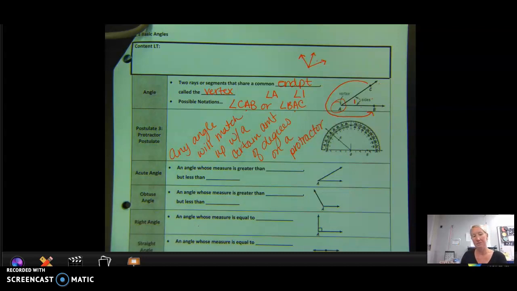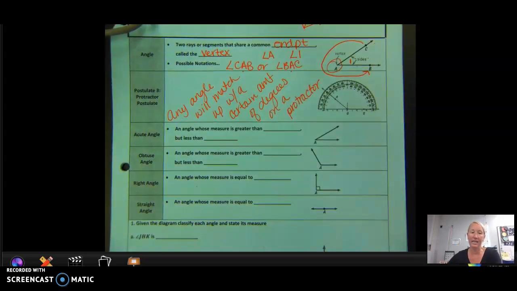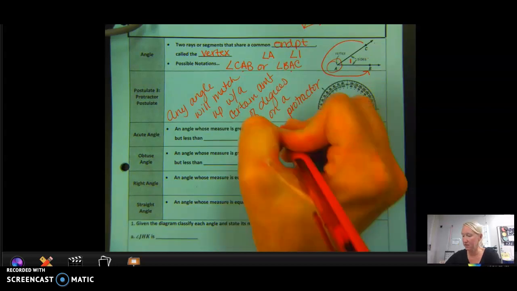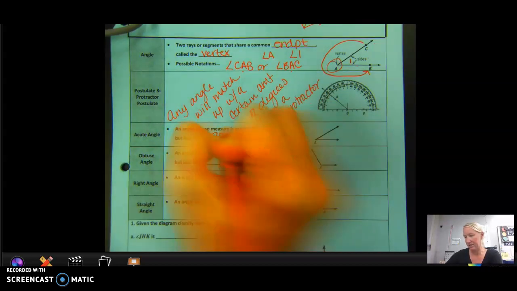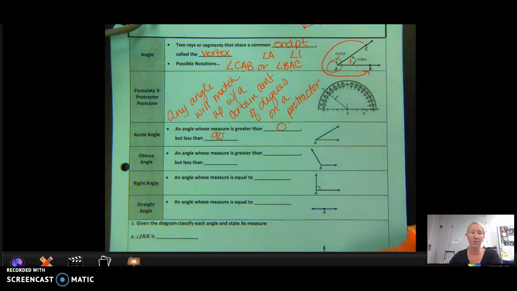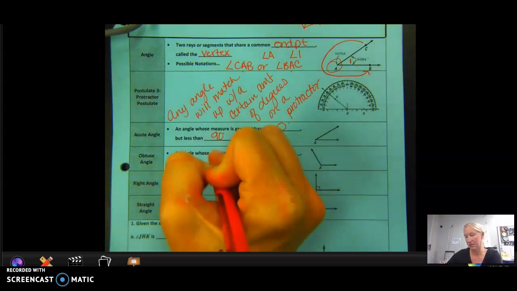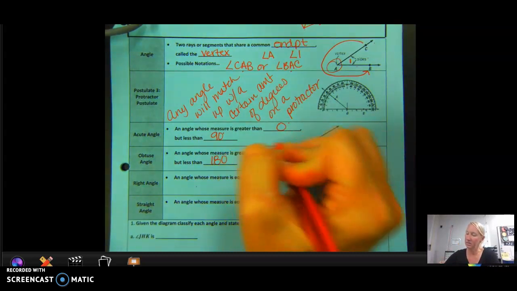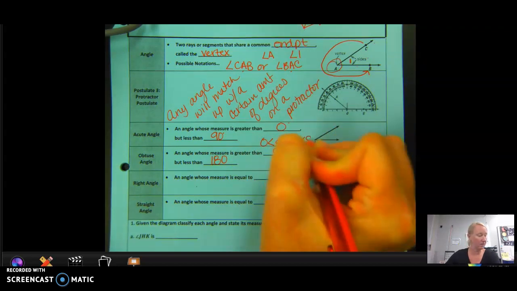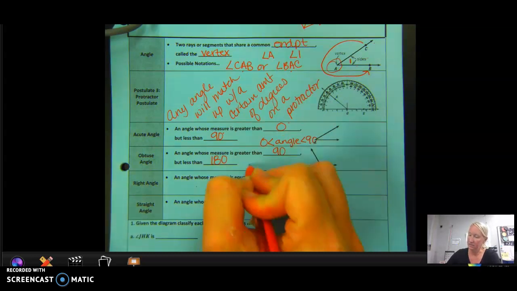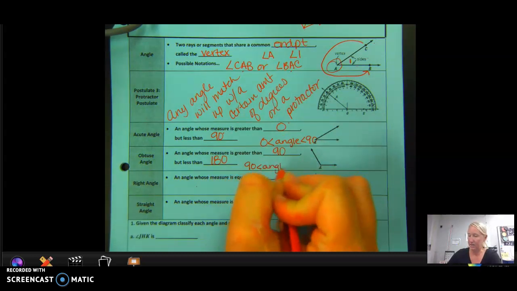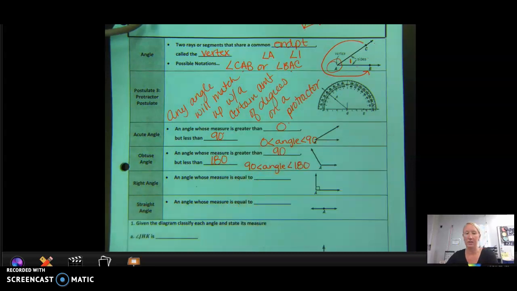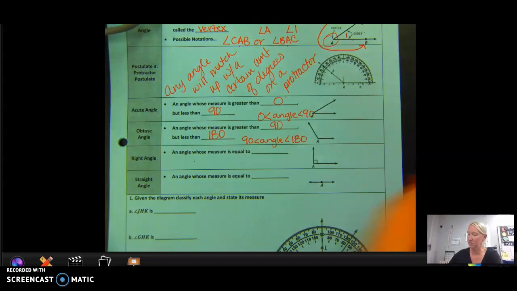Then we have different types of angles. We have an acute angle. An acute angle is an angle whose measure is greater than 0 degrees but less than 90 degrees. We have an obtuse angle, which is an angle whose measure is greater than 90 degrees but less than 180. Going back to acute, that means the angle is in between 0 and 90 degrees. Same thing here: this angle is in between 90 and 180 degrees. So I can explain it with inequalities.